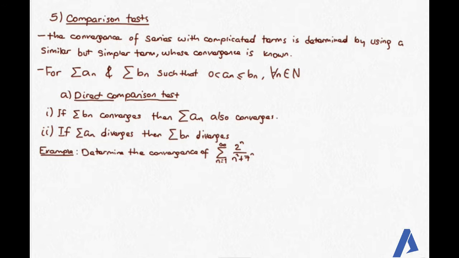ስለዚህ ዳይሬክት ኮምፓሪዝን ቴስት ላይ if we have a larger series summation of bn as compared to summation of an which is given, summation of bn converge የሚያደርግ ከሆነ summation of an also converges. Similarly ደግሞ if summation of an diverges then summation of bn diverges.